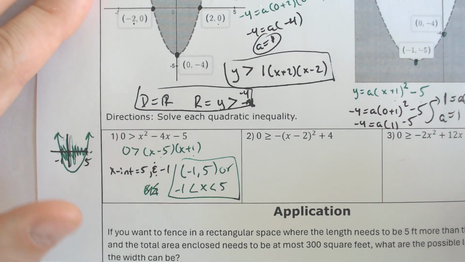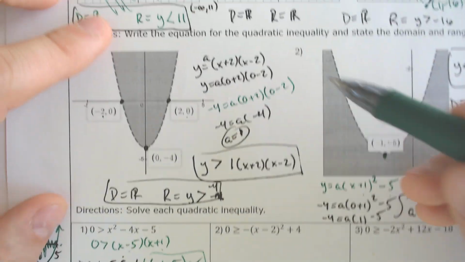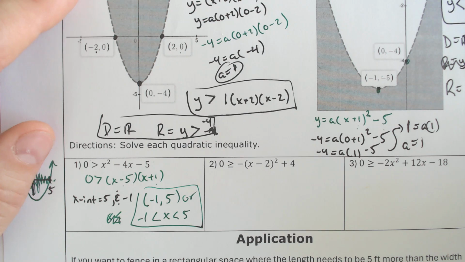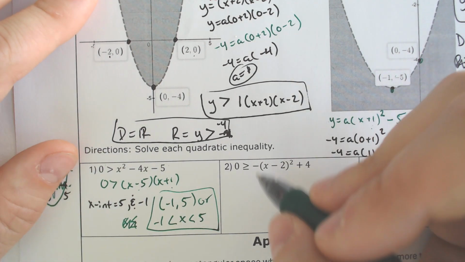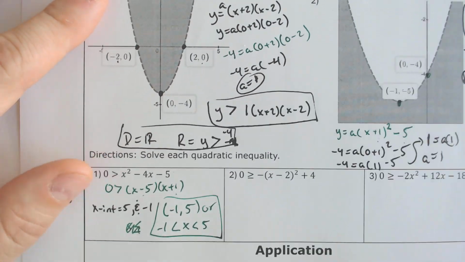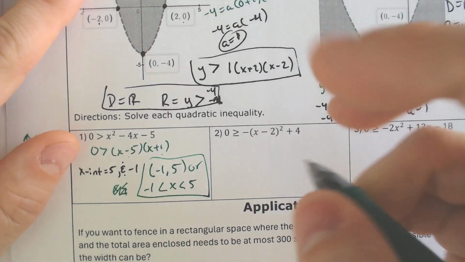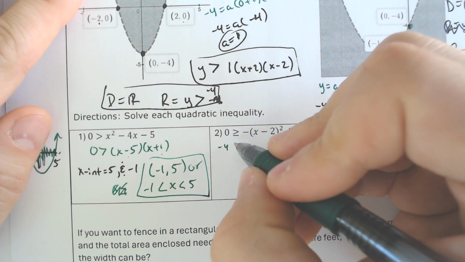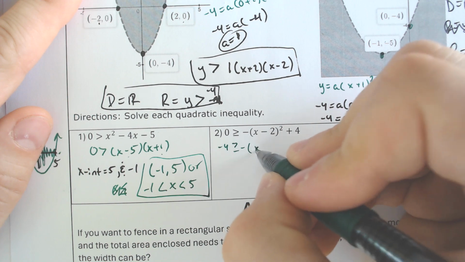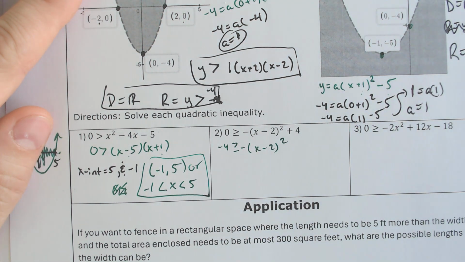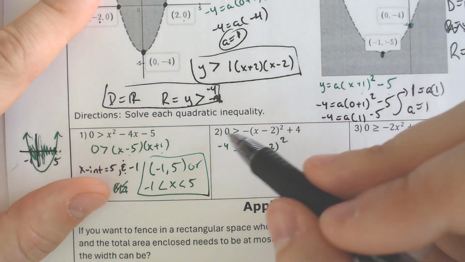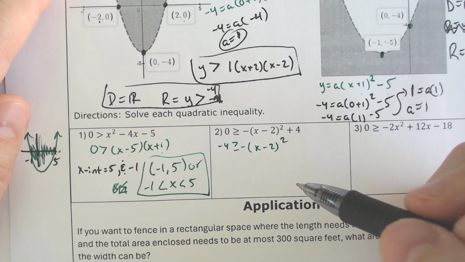One of these may not be doing that, okay? One of these might be shading on the outside, and we have to be doing a little bit more writing. So here, again, it is in vertex form. That part doesn't matter. We still have to solve to get our x-intercept. So we're going to subtract 4. We get negative 4 less than or equal to negative x minus 2 squared. We should divide by a negative. When we divide by a negative, it's going to flip this inequality symbol.